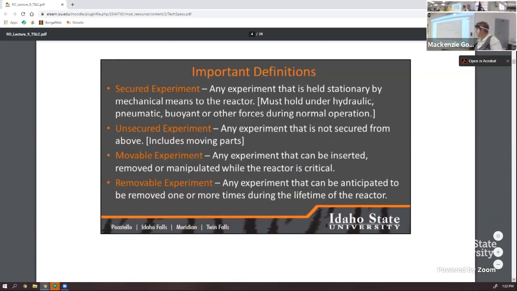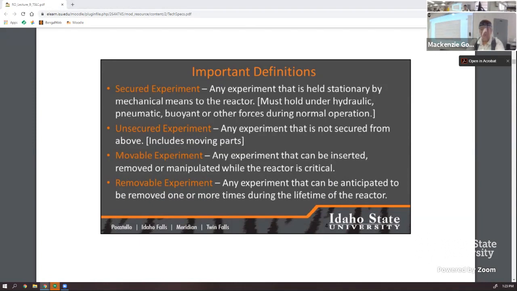The next set of definitions talk about the definitions of experiments. I'm not going to go over this in detail because I'm going to have Jonathan talk about the experimental facilities and show you how you would put in experiments and walk through some of the procedures. He's going to go through those definitions in a little bit more detail when he does that.